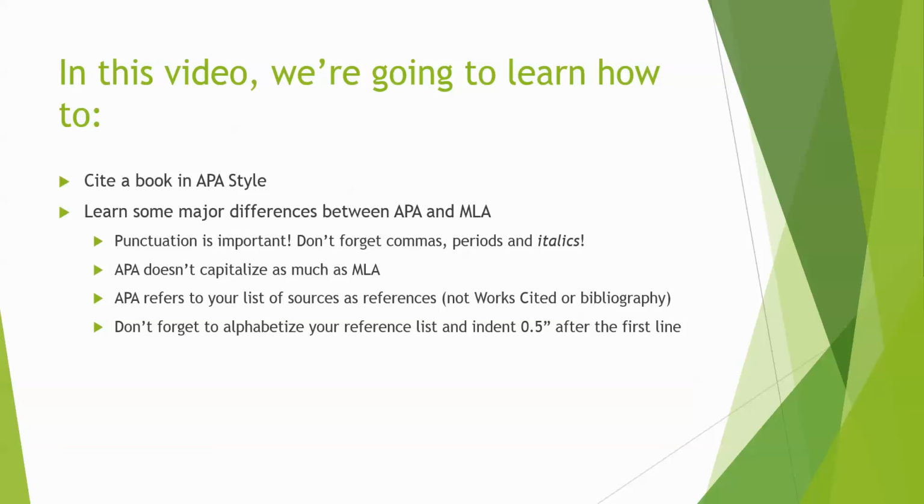What I mean is that capitalization, italics, and periods are very different in APA than they are in MLA. In general, APA doesn't capitalize as much as MLA, and they don't use quotes as frequently. Second, APA refers to the list of resources at the end of your paper as references and not works cited or bibliography. All your sources should be listed alphabetically. And don't forget to indent after the first line.